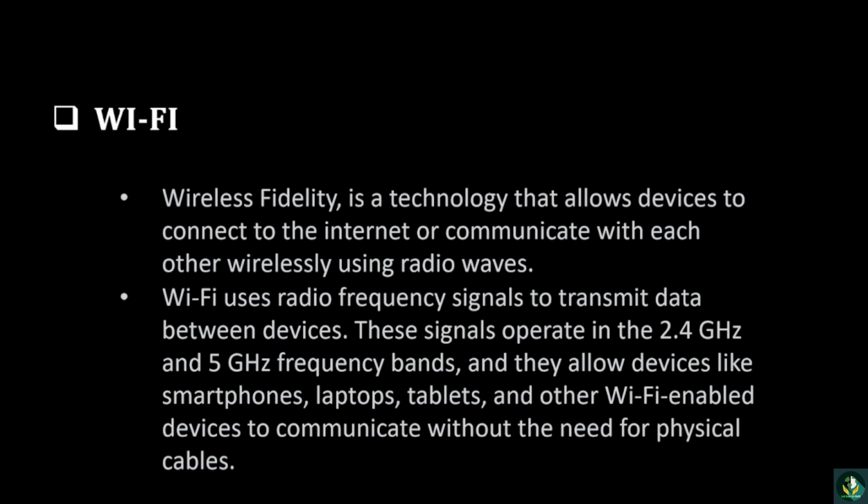So how does it work? Wi-Fi uses radio frequency signals to transmit data between devices and the Wi-Fi router. These signals operate on specific frequency bands, commonly 2.4 GHz and 5 GHz, to ensure efficient communication. When you connect your device to a Wi-Fi network, you are essentially establishing a wireless link with the router.